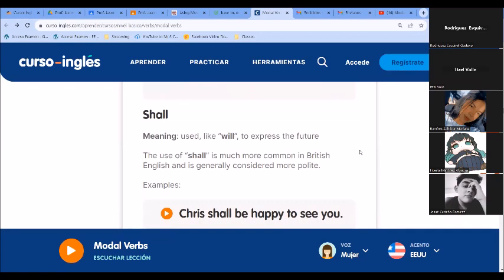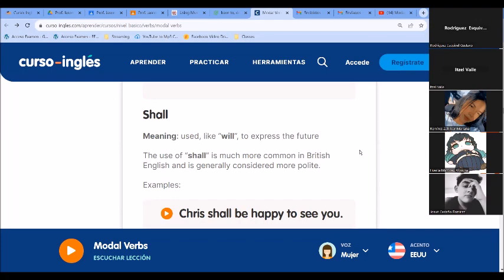Mariana Ramirez, shall. Okay, I think her internet or microphone. It's okay, Mariana. Alondra will help us with that one instead.